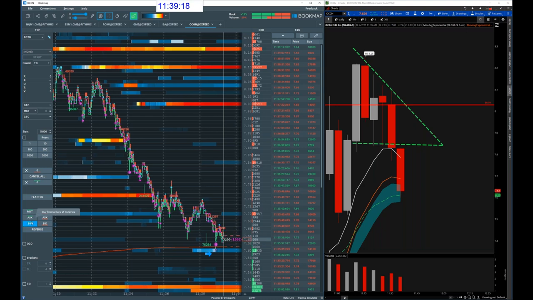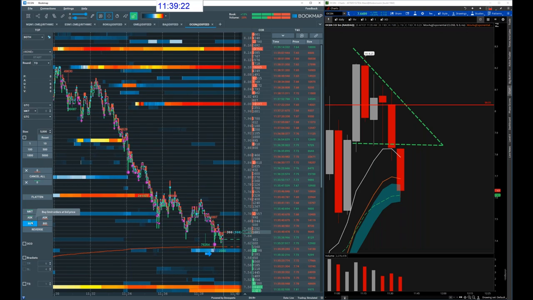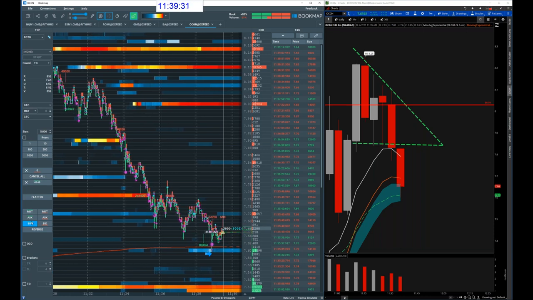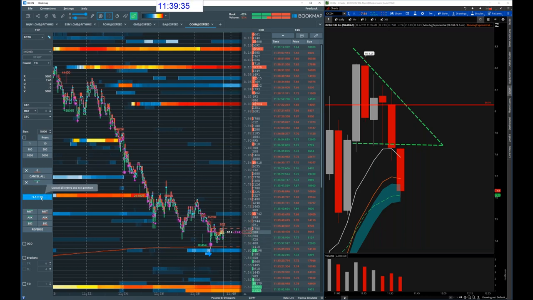This is a great example of what we have been talking about in the webinars for years about understanding the context of the order flow at your level. So we'll get a fill of 765, risking that 760.